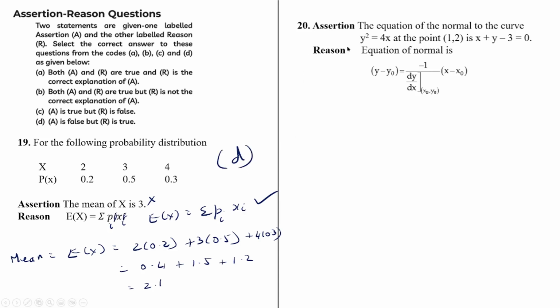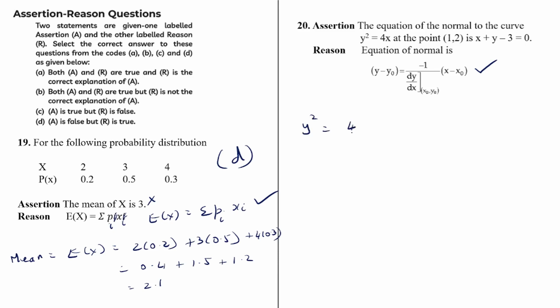Moving on, next question. The equation of the normal to the curve y square equal to 4x at the point 1, 2 is x plus y minus 3 equal to 0. Reason, equation of normal is y minus y naught equal to minus 1 by dy by dx at x naught y naught into x minus x naught. So here we can see that the reason is true. We find the equation of the normal at a point x naught y naught to the curve y equal to f of x using this relation. Now let us check whether the assertion is true or not.